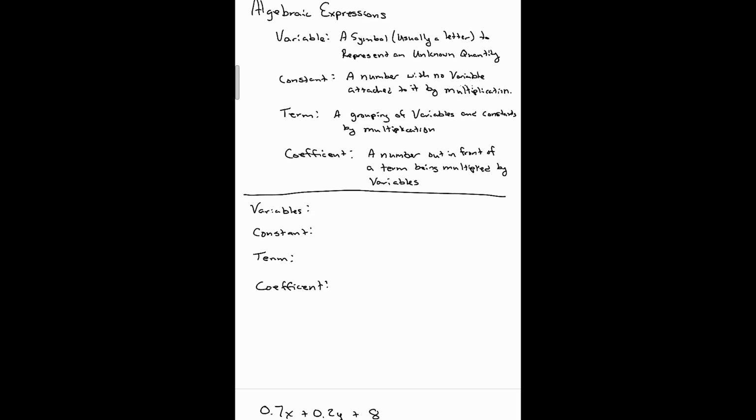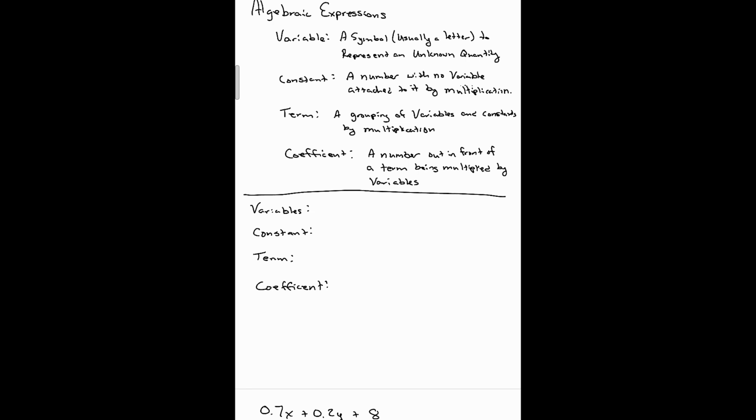A variable is essentially a symbol, which we usually write in mathematics as a letter, to represent some unknown value, unknown quantity, whatever. A prime example of a variable that we usually use is x's and y's. X's and y's usually denote something that's unknown and something that we're trying to find.